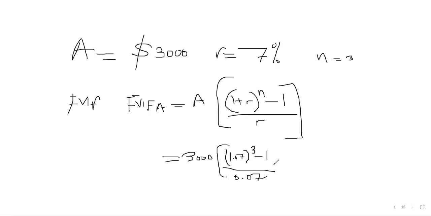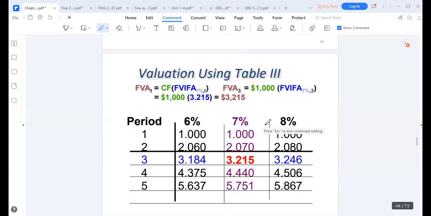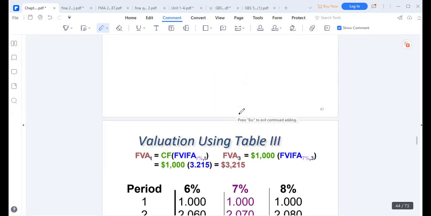Then we divide by 0.07. So you can find the future value interest factor of that annuity, which is giving us what? So just a multiplication: 1.07 to the power 3 minus 1, then divide by 0.07 and multiply by 3,000. So it's about 9,644.7. So this is the future value factor of an annuity that we need to go for, please. So the formulas you need to really understand. So the future value is 9,000. Okay, so you are getting the total future value interest factor of an annuity.